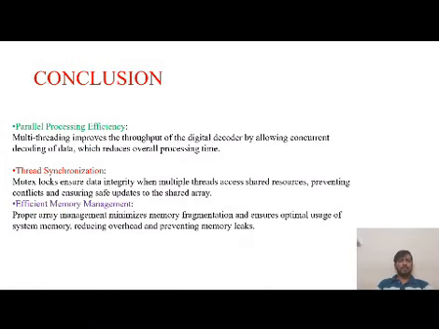Parallel processing efficiency: multithreading improves throughput in the binary decoder by allowing concurrent decoding of data, which reduces the overall processing time. Thread synchronization: mutex locks ensure data integrity when multiple threads access shared resources, preventing conflicts and ensuring safe updates to the shared array. Efficient memory management: proper array management minimizes fragmentation and ensures optimal use of system memory, reducing overhead and preventing memory leaks.